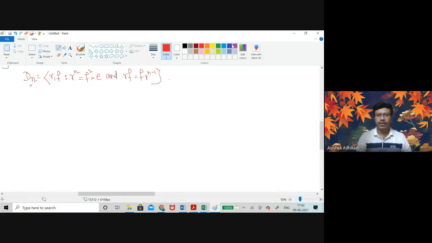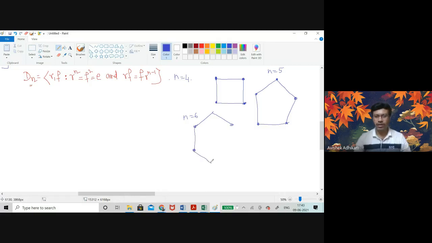For example, if I consider n to be 4, then we are trying to find all possible symmetries of the regular polygon with four vertices, that means a square. If n equals 5, then we are trying to find the regular polygon with 5 vertices. Though it is not regular in reality, for an abstract algebraist it is very much regular, so you can assume anything. Similarly, for n equal to 6, it would be a hexagon, with all possible symmetries on the hexagon. That will be given by this Dn.